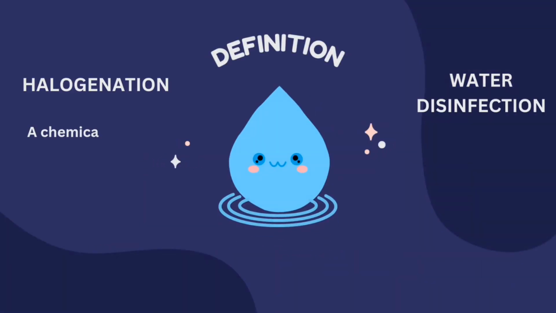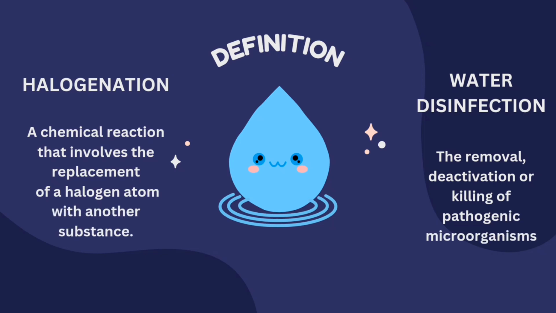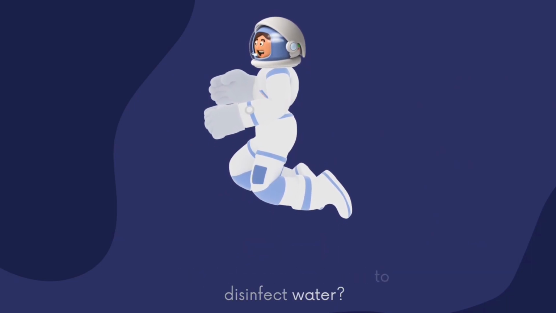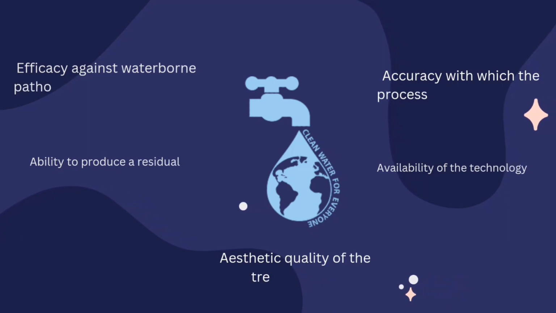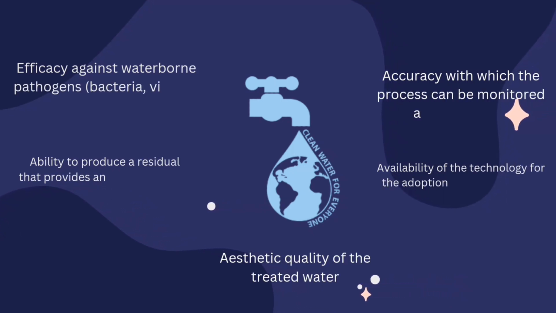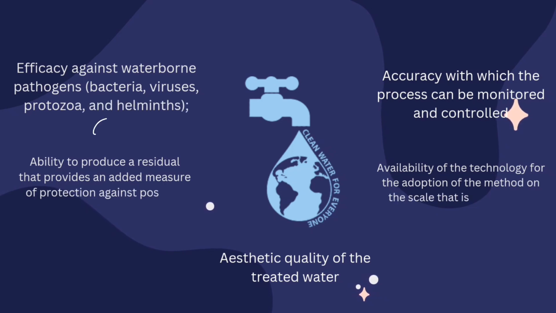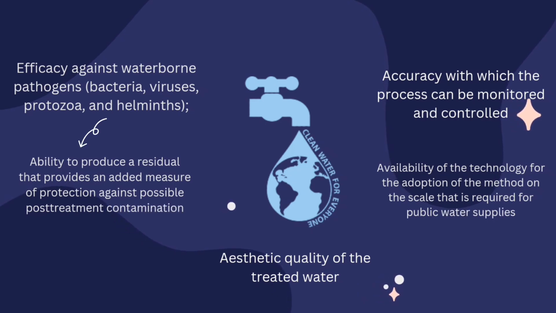Halogenation is a chemical reaction that involves the replacement of a halogen atom with another substance. Water disinfection is the removal, deactivation, or killing of pathogenic microorganisms. Halogen is used in water disinfection because of its efficacy against waterborne pathogens, bacteria, viruses, protozoa, and fomites, and the ability to produce a residual that provides an added measure of protection against possible post-treatment contamination.